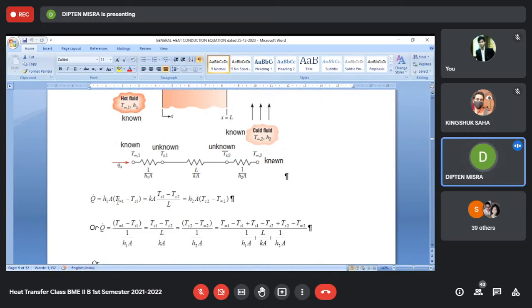Out of this, T infinity 1 is the highest temperature, then Ts1, then by magnitude Ts2, and the least one is T infinity 2. So that is the order of temperature.